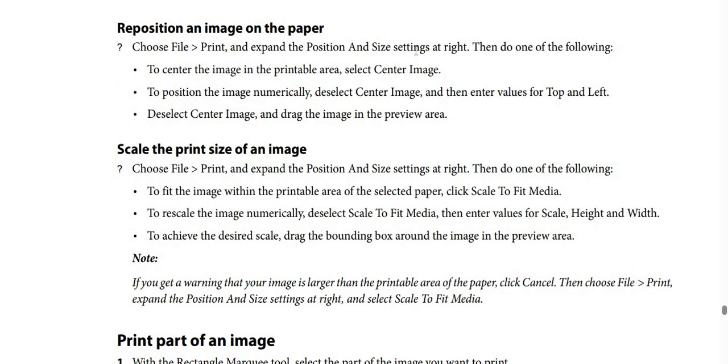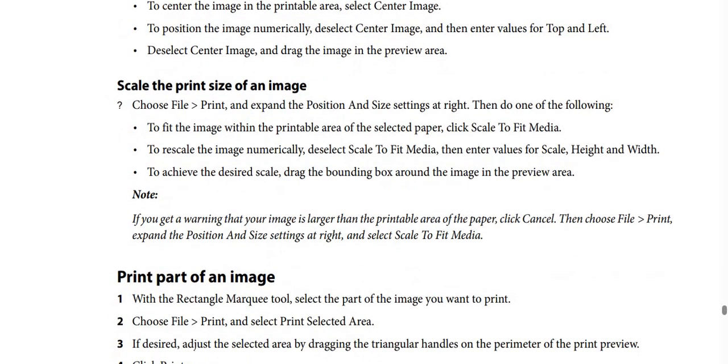What about reposition an image on the paper? Reposition an image on the paper. You should choose file firstly, then choose print and expand the position and size setting at right, and then do one of the following. To center the image in the printable area, select center image firstly, and to position the image numerically, deselect center image and then enter values for top and left, or deselect center image and drag the image in the preview area.